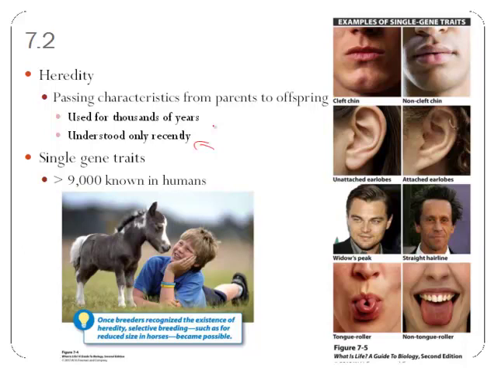And since we've started understanding how heredity actually works, we found in humans there are over 9,000 single gene traits. Some examples are cleft chin or not, attached or unattached earlobes, the widow's peak hairline or the straight, if you can roll your tongue or if you can't. And all of these characteristics, because they're single gene traits, have a very simple pattern of inheritance. So if you have one of these traits, look in your family. Your family members should also have, some of them anyway, the same traits.